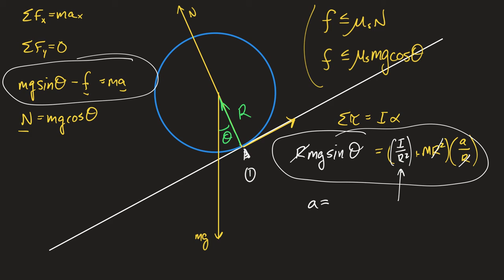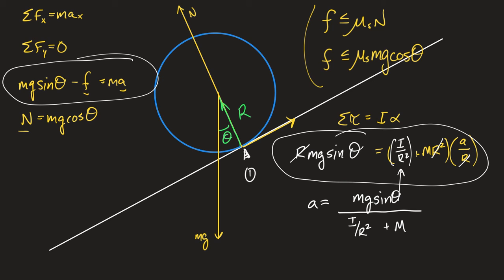So let's continue on. We want to solve for A. And I'm going to take my mg sine theta, put it in the numerator. What I have in the denominator is I over R squared plus M. Now, if this object weren't rolling, this would be 0. If it was just sliding, that would be 0. And our acceleration would be g sine theta.